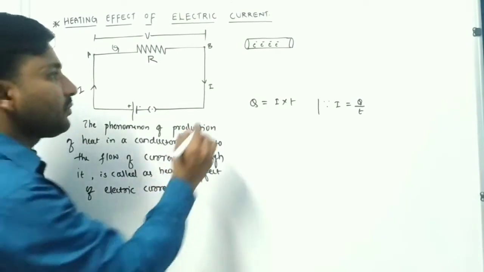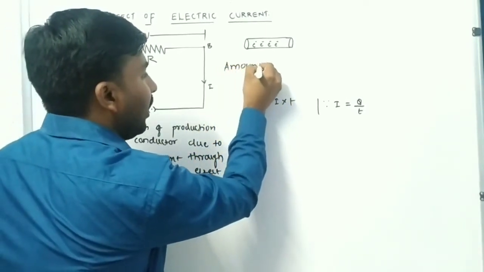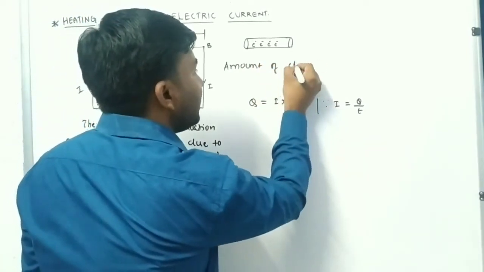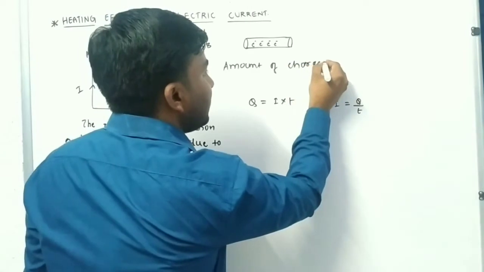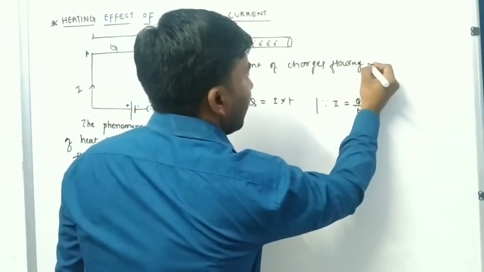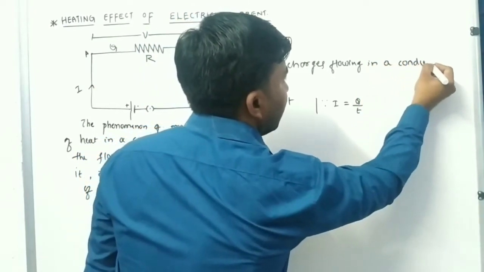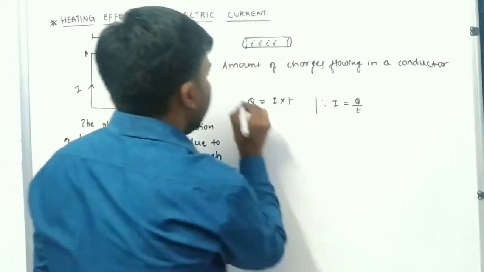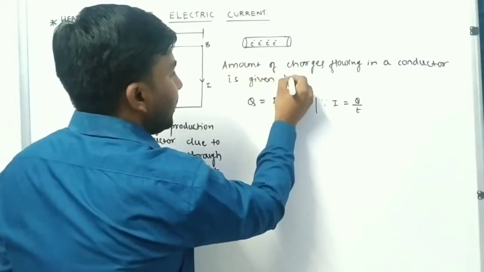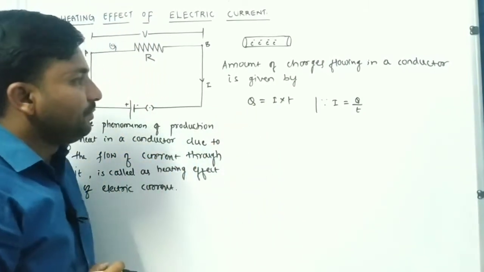Got the point? So here I will write that the amount of charge flowing in a conductor is given by Q is equal to I into T.